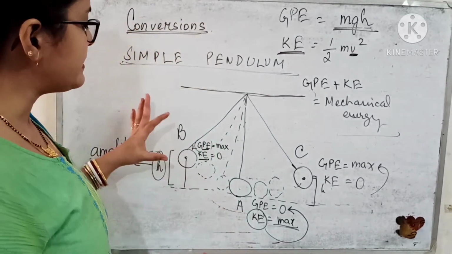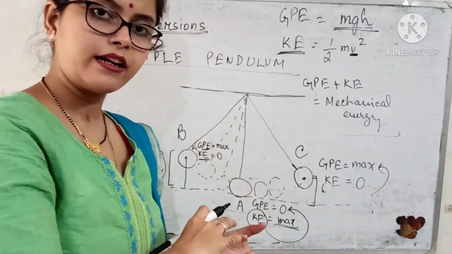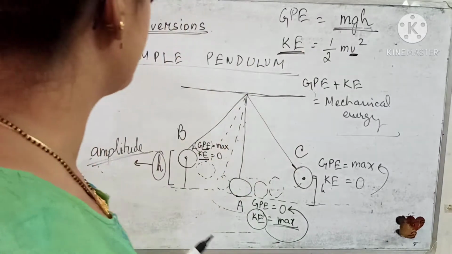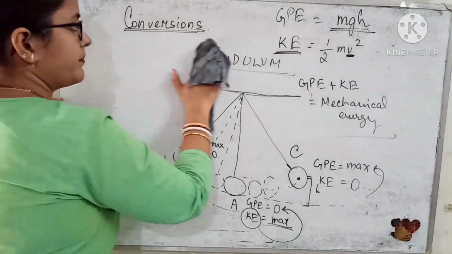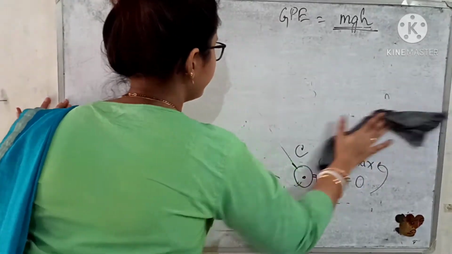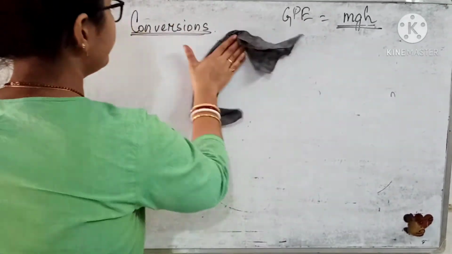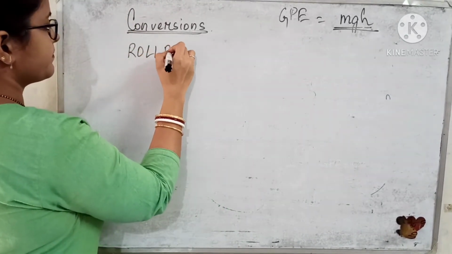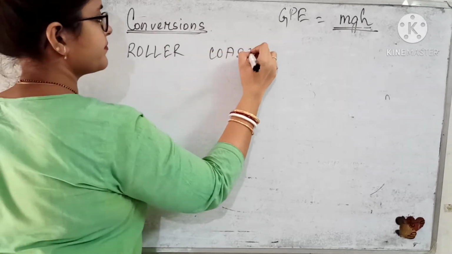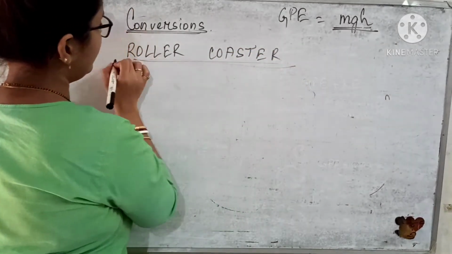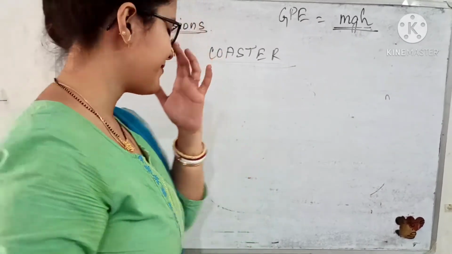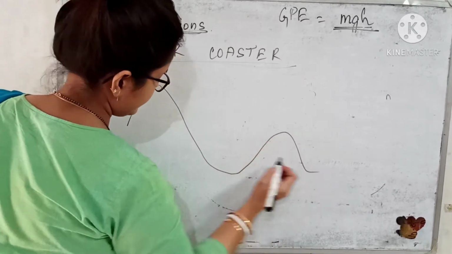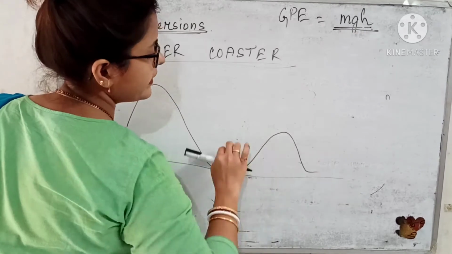Okay, so this is the conversion of the potential energy to kinetic energy and vice versa in case of the simple pendulum. Now we will be studying one more example. That is the roller coaster. That is present in amusement parks, isn't it? So the roller coaster looks something like this, though it has many more hills.